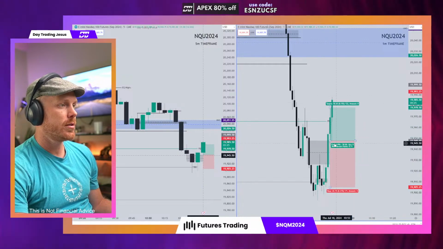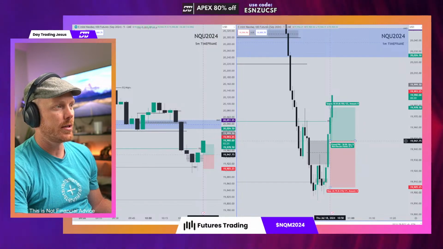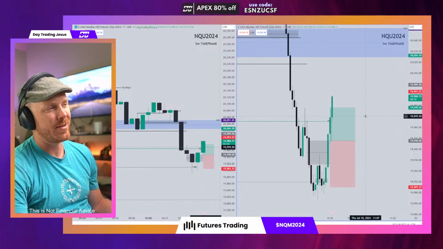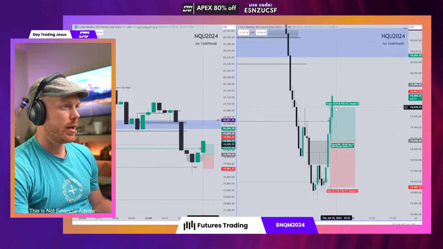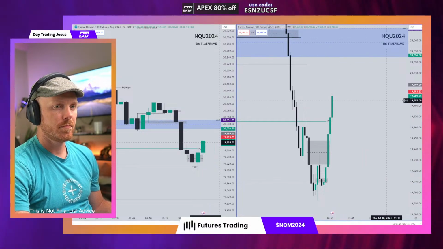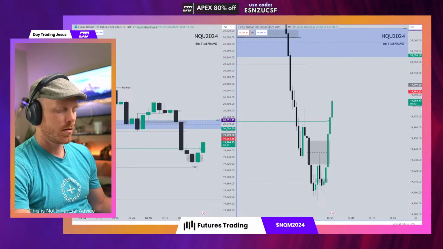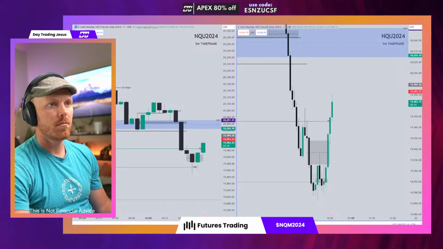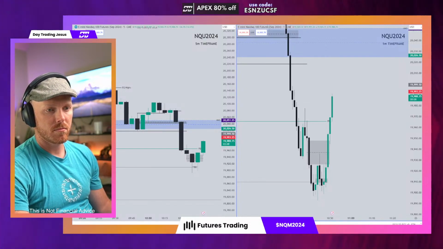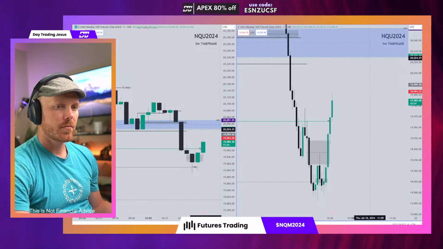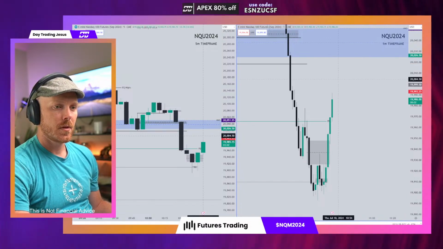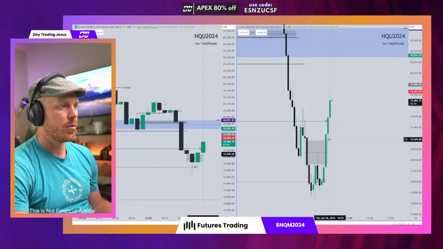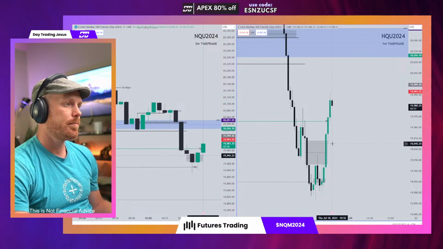30 handles would have been the full trade. I didn't get that. I got about 30 ticks, about 7.5 points on that. I should not have moved my stop to break even so quickly. Should have waited.